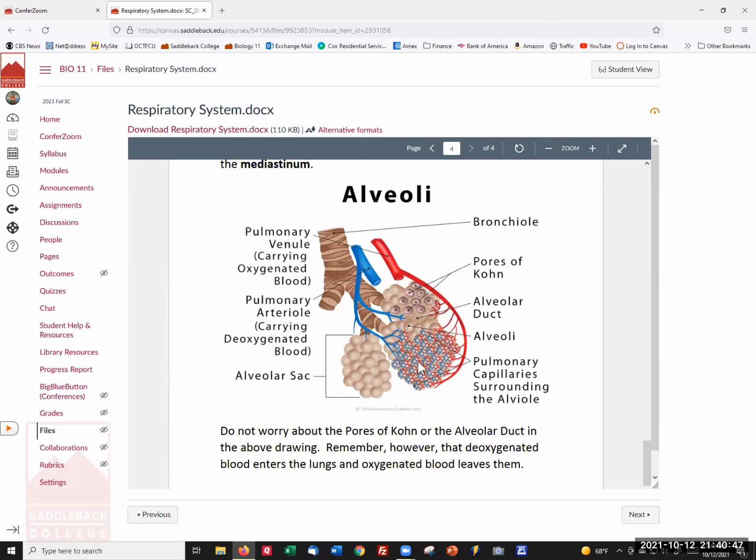Okay, they're showing pulmonary capillaries here surrounding the alveolus, alveolar sac, taking up oxygen and giving off CO2. The oxygenated blood is coming in through the red. It exchanges, and the deoxygenated blood goes back out.